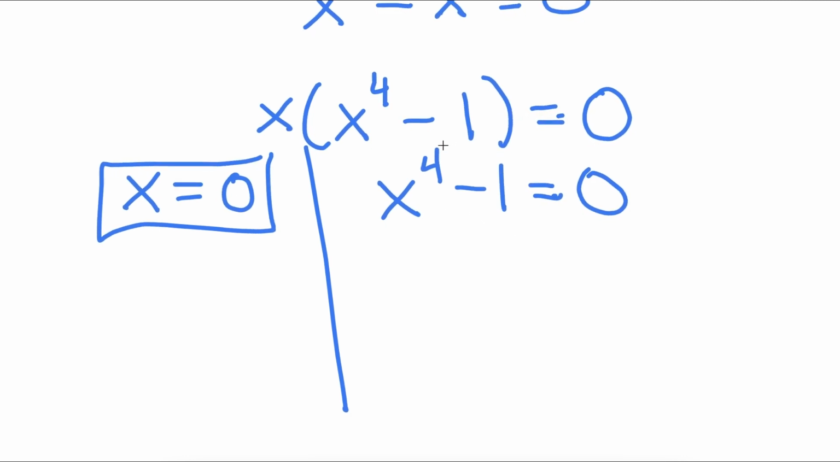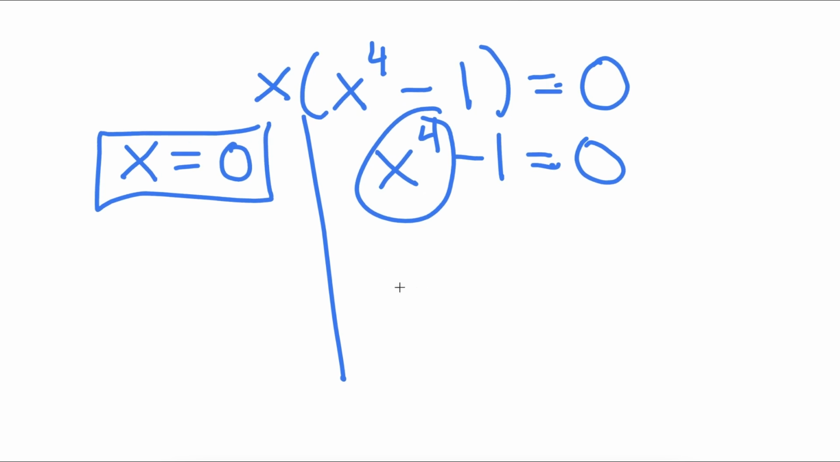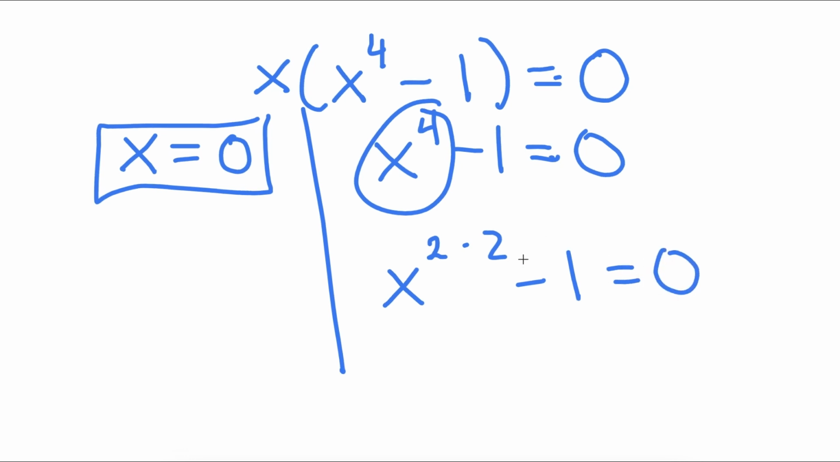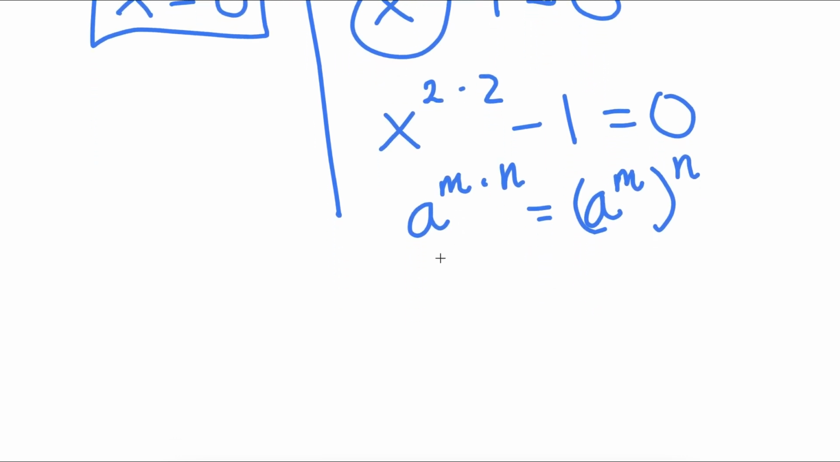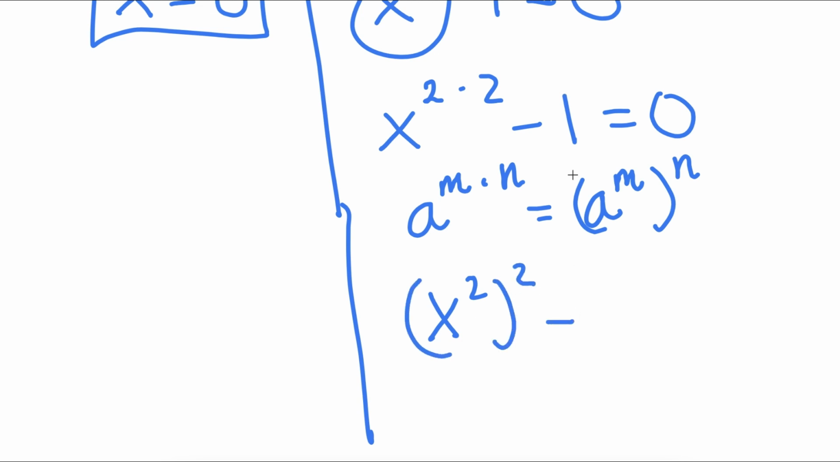So to solve this, I'm going to first rewrite x to the power of 4 here as x to the power of 2 times 2. And if I have something in the form a to the power of m times n, this is equal to a to the power of m to the power of n. So x to the power of 2 times 2, I can rewrite that as x to the power of 2 to the power of 2. Now this minus 1 is the same thing as 1 squared, which is equal to 0.